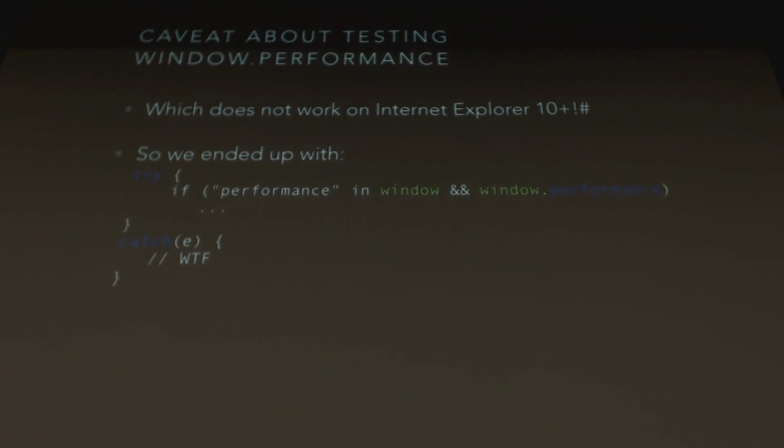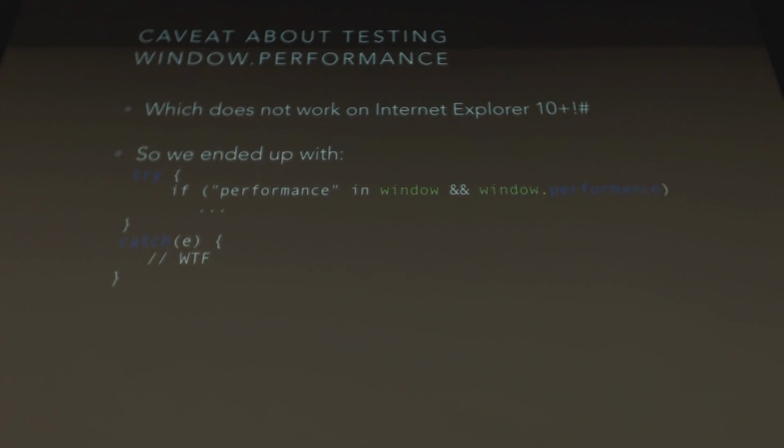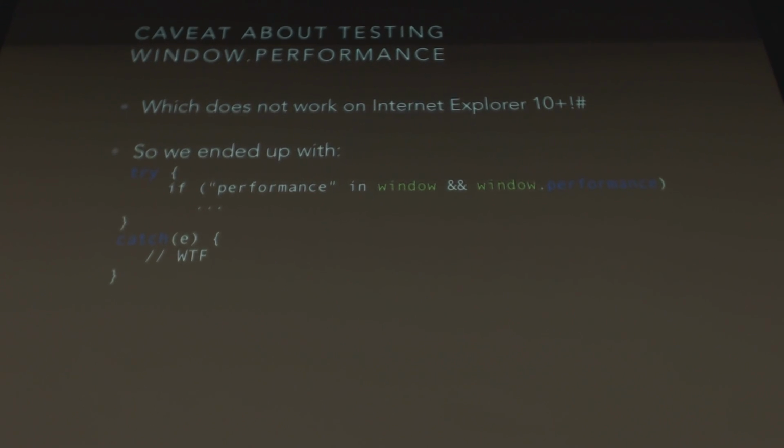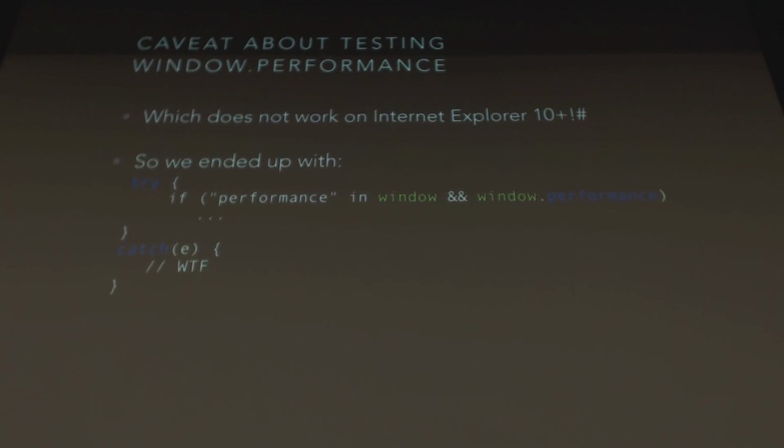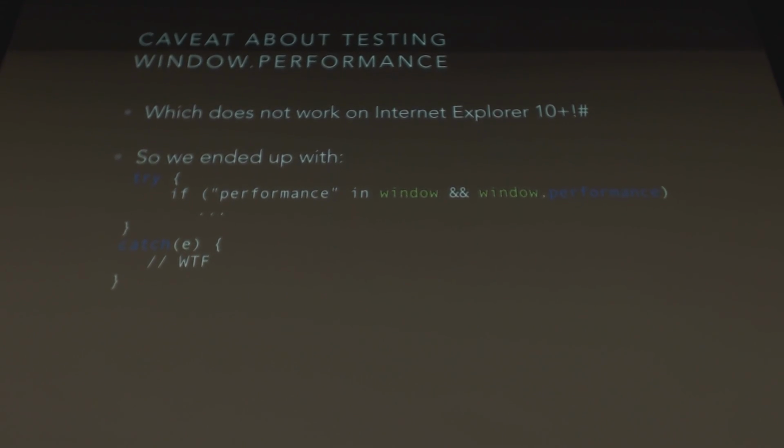So we ended up putting a try-catch block with if performance in window and window.performance. Because we have to test two things, right? Window performance actually exists in window, and it is not falsy. So it might exist, but be null or undefined. So we ended up with this huge piece of code just to make all these browsers work.